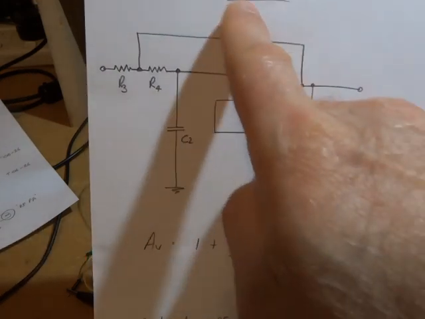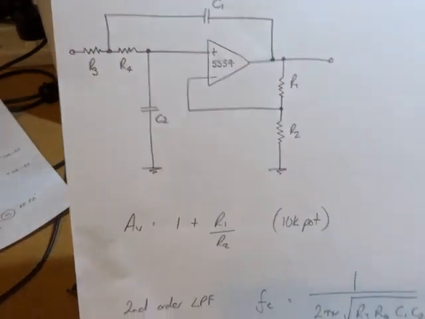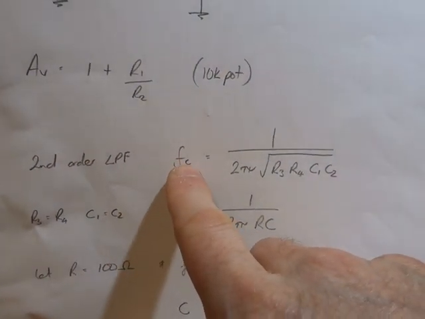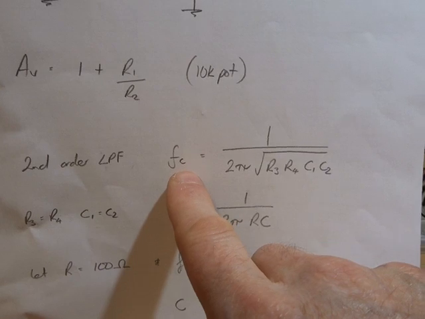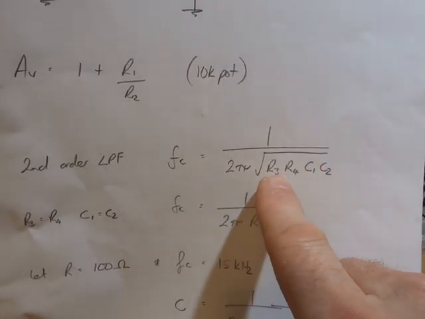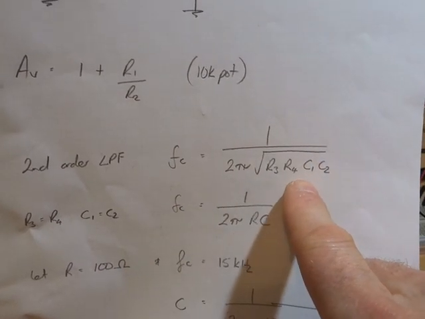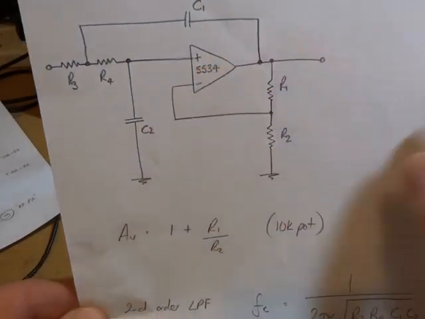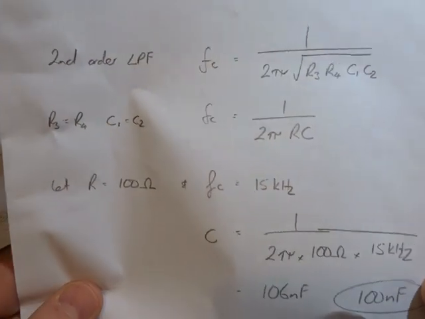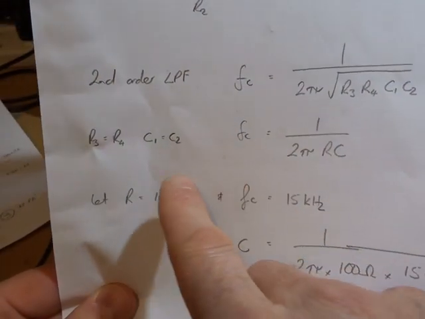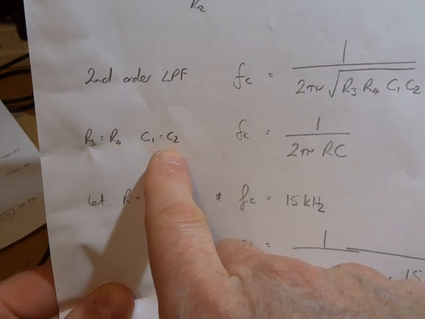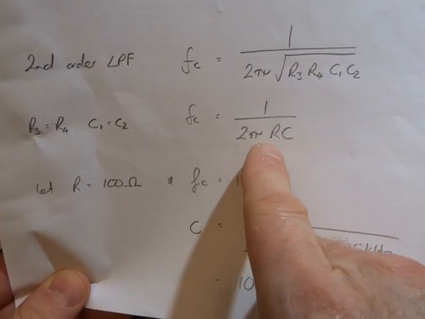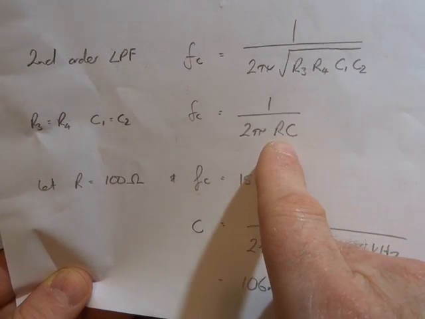In terms of the cutoff frequency for that low pass filter, it's a second order, so FC, our cutoff frequency, our minus 3 dB point, is 1 over 2 pi root of R3 R4 C1 C2. We can make life a little easier if we make R3 equal R4 and C1 equal C2, and then the formula collapses down to 1 over 2 pi RC.